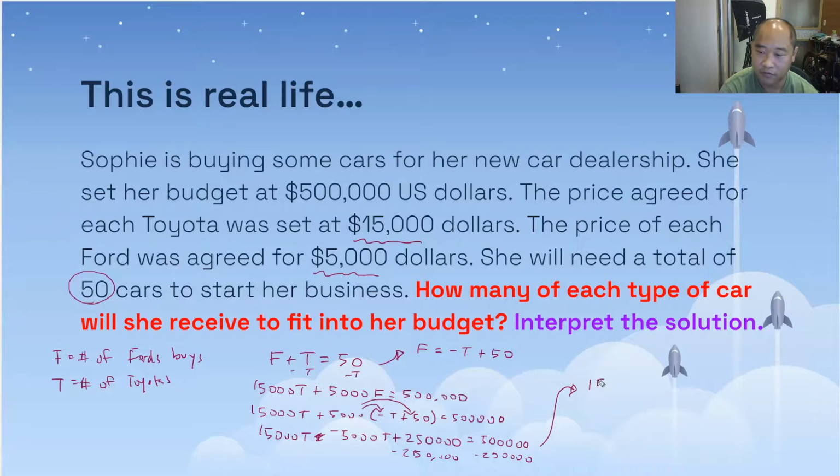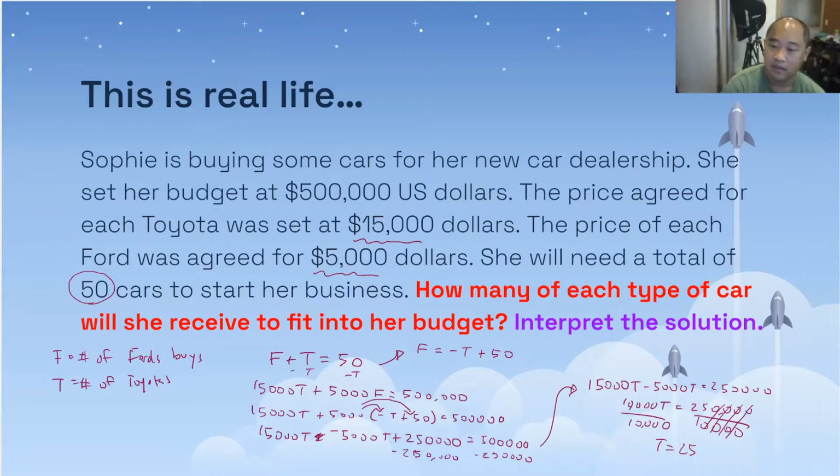So we have 15,000 t minus 5,000 t. I probably should have combined those like terms first. Equals 250,000. So 15,000 minus 5,000 is 10,000. t equals 250,000. Then I'm going to divide both sides of the equation by 10,000. I'm going to cross out some zeros and we get t equals 25. I didn't even need any calculators.